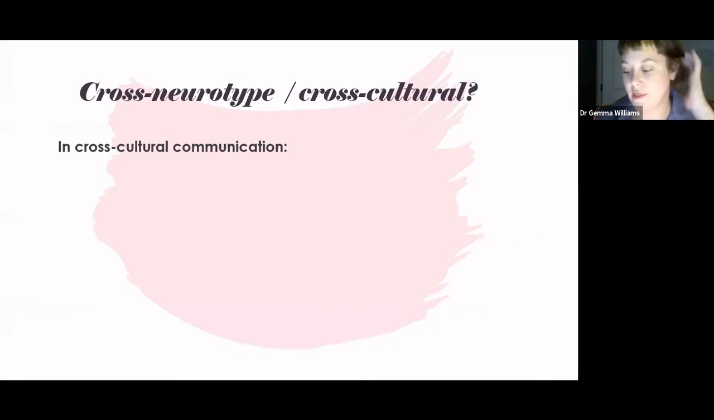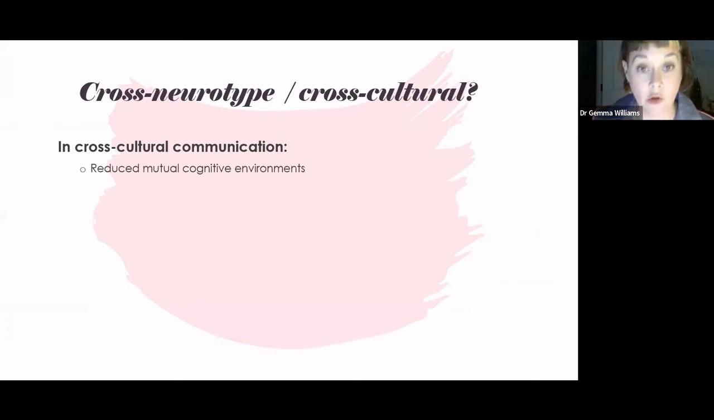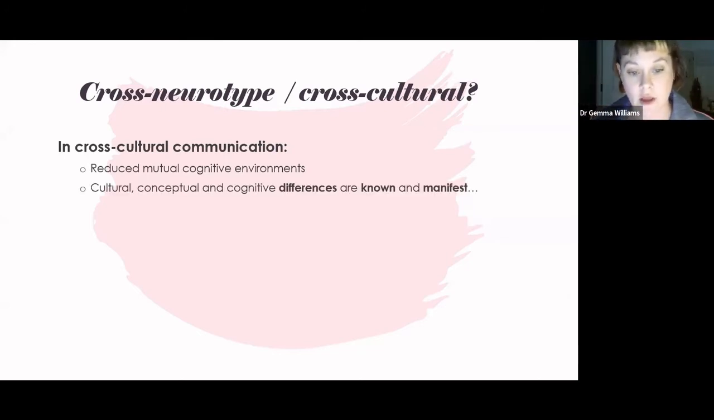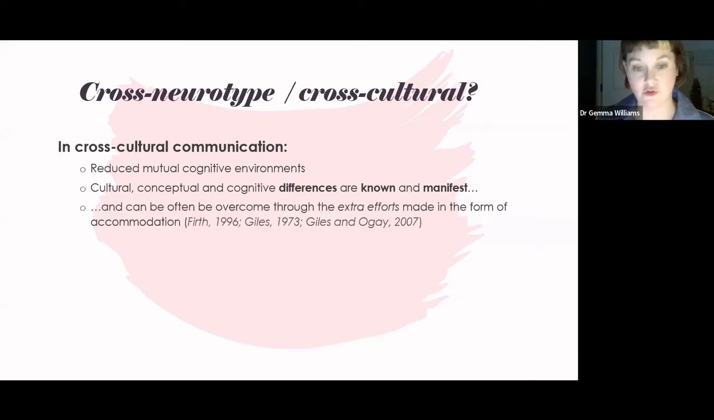with this all in mind, I think there are a lot of parallels between cross-neurotype communication and cross-cultural communication. So I've just summarized it here. In cross-cultural communication between speakers from two very different cultural backgrounds, you've got reduced mutual cognitive environments. There's less that's shared. I don't know if you can see my hands. There's less crossover, and so what's mutually manifest is smaller. However, the cultural, conceptual, and cognitive differences are known and they're manifest. Usually, in intercultural encounters, often it's quite evident that it is an intercultural encounter, and so that's known and that's part of the mutually manifest environment.